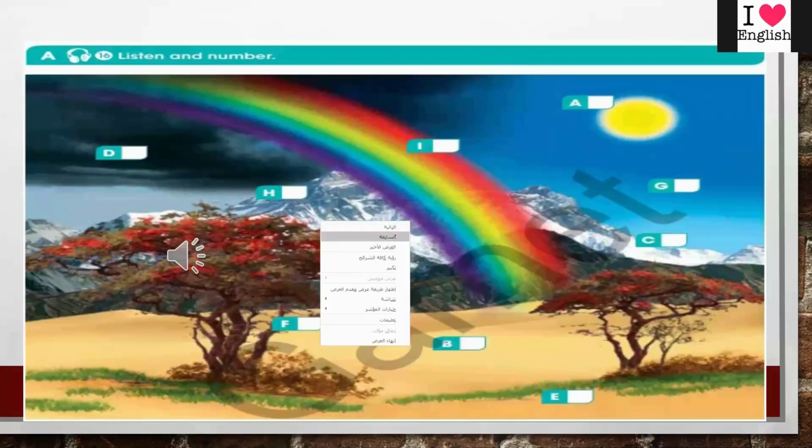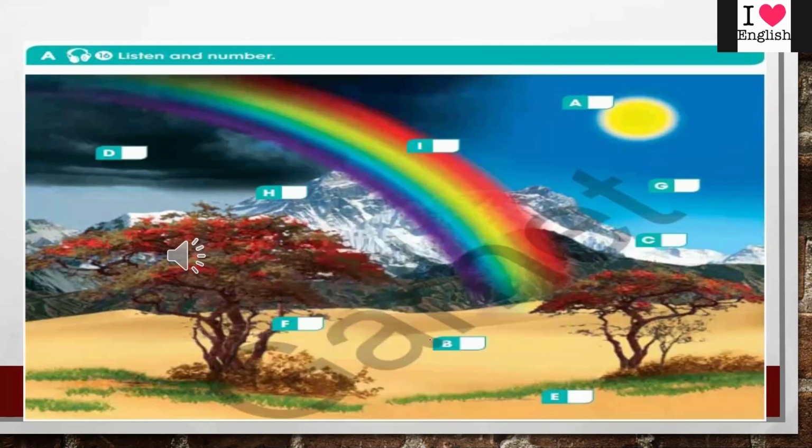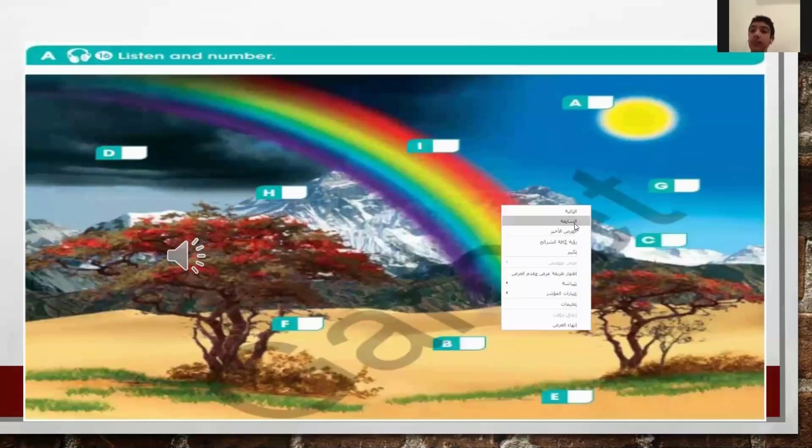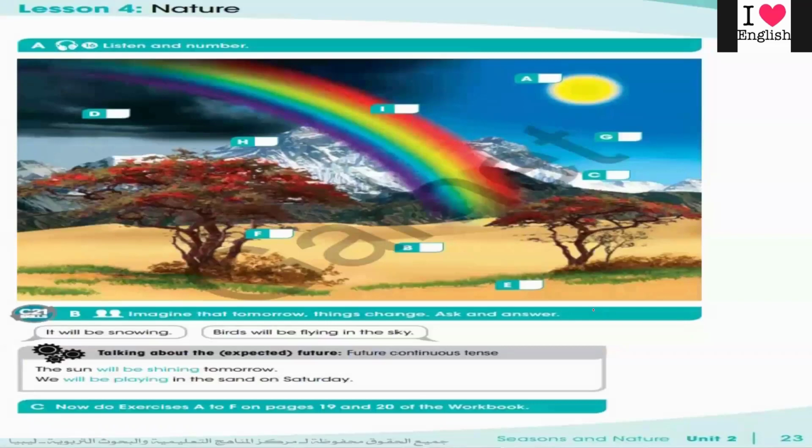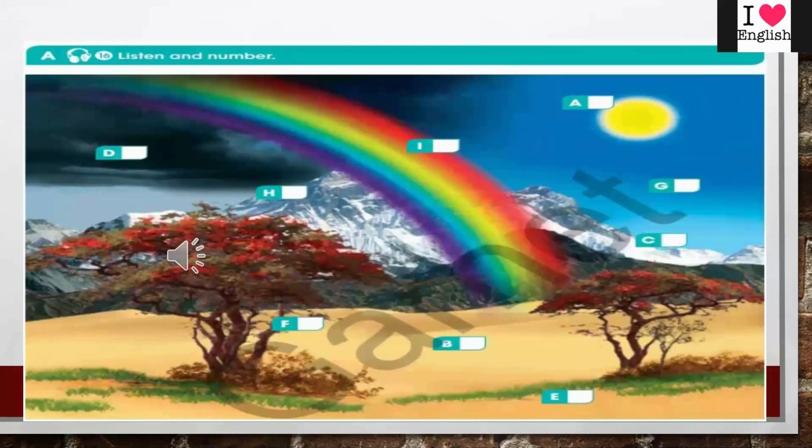Yes, who listened to the words here? So we listened to sky, we listened to clouds, trees. This is the page, look here. So this is page 23, Unit 2, Nature. Okay, so you listen to Track 16. Listen again. Listen and number.